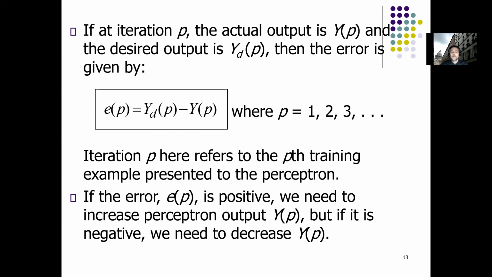The model assumes that each one of the data points or patterns is presented at each time point and iteratively tries to minimize this error. Intuitively, we can understand that if this error is positive, it means that the perceptron should increase the output to reach the value of the desired output.